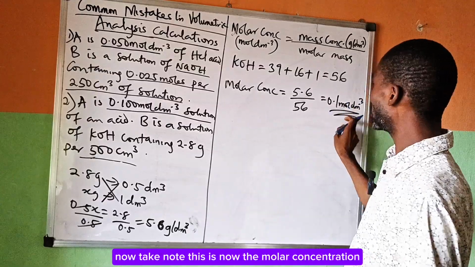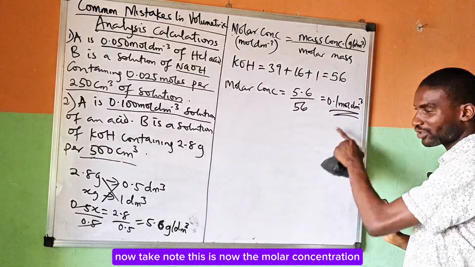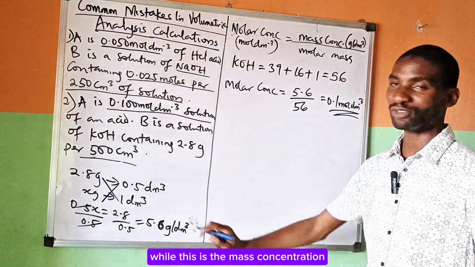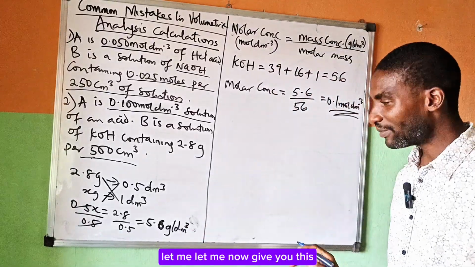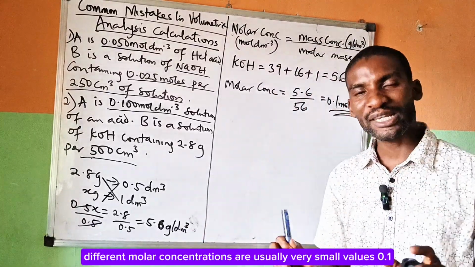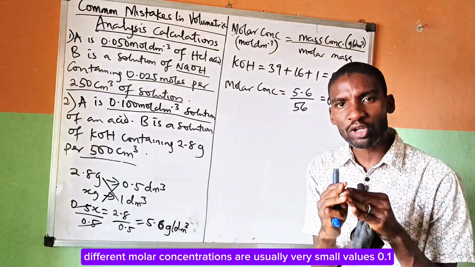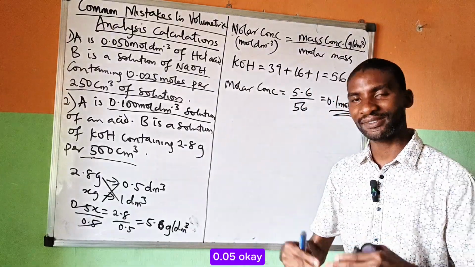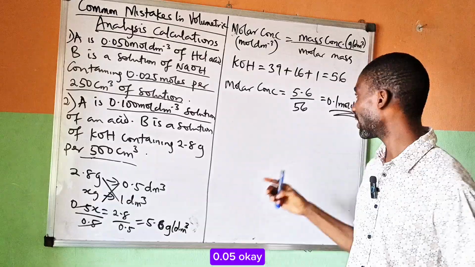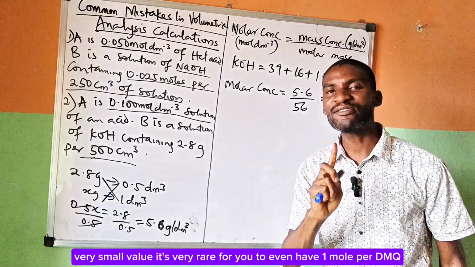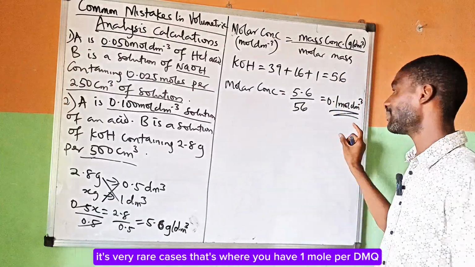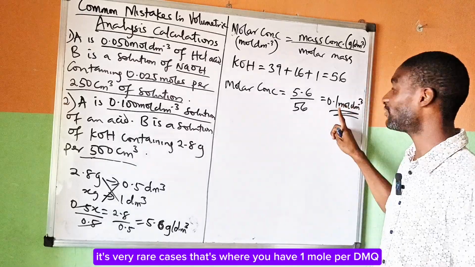Now take note. This is now the molar concentration, while this is the mass concentration. Let me now give you this difference. Molar concentrations are usually very small values, 0.1, 0.05, okay, very small values. It's very rare for you to even have 1 mole per dm³. It's very rare cases where you have 1 mole per dm³.